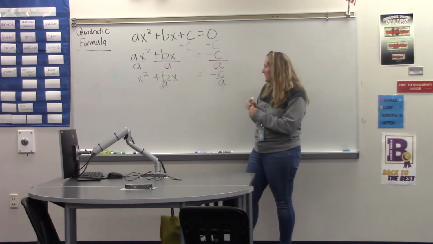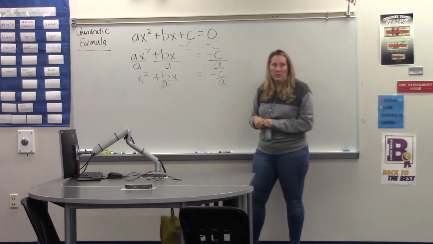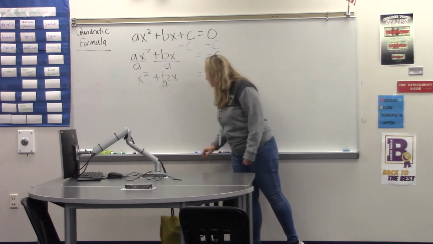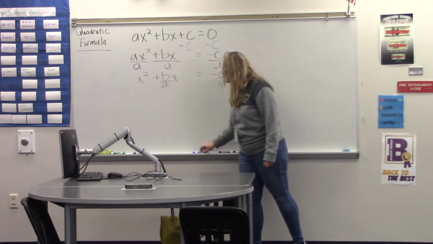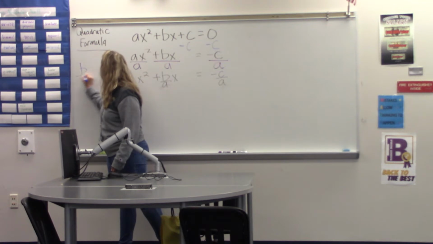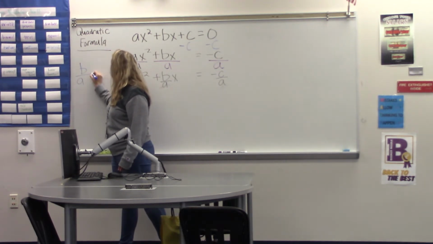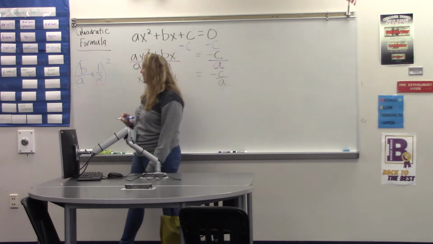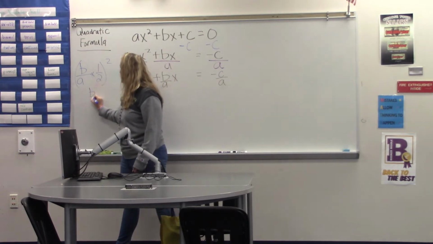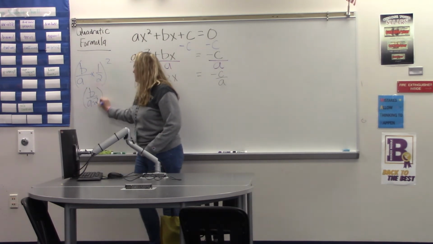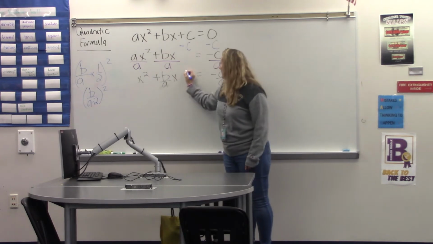Okay, so now we have to take half of whatever b is, square it, and add it to both sides. So let's come off to the side and do that over here. So half of b times 1/2 quantity squared, that's going to be b over 2a squared.